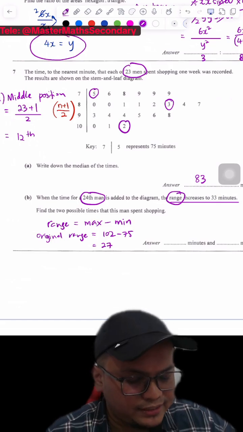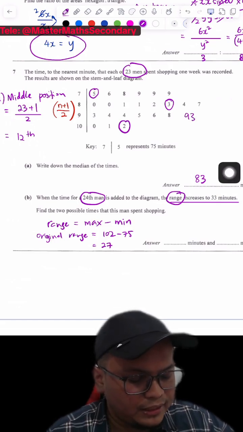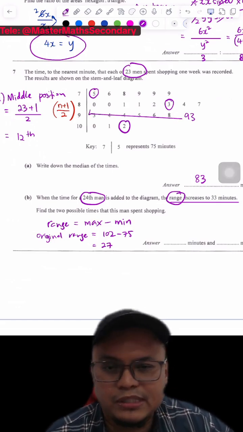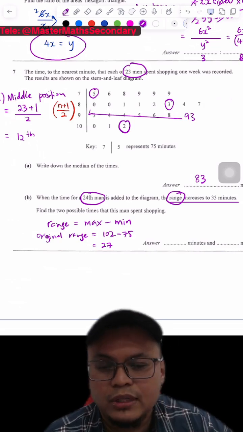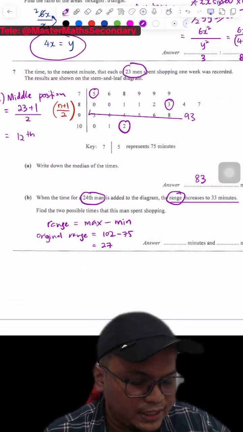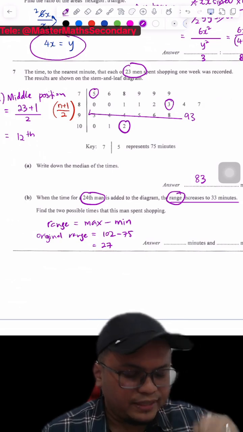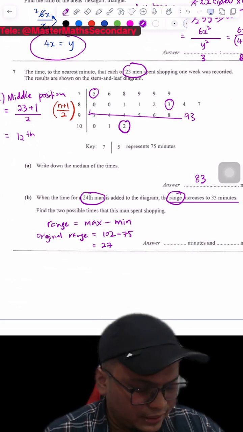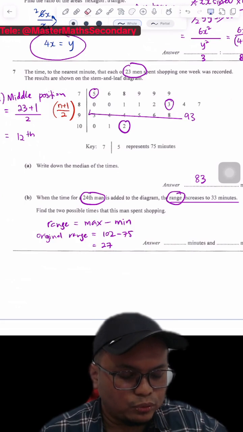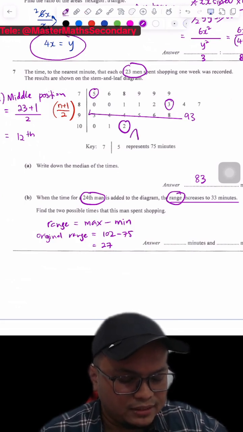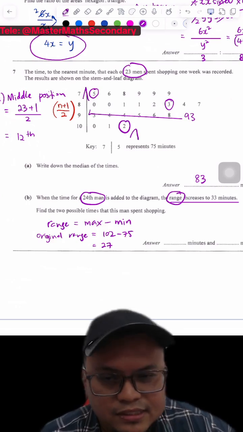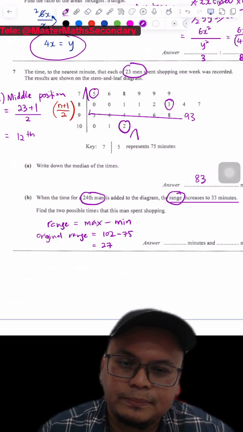Because if, let's say, his timing is 93, for example, his value will be positioned here. The maximum and minimum would still be 75 and 102, and therefore the range will not change. So what we've got to understand here, guys, is that the fact that the range changed means that this person might be bigger than 102, somewhere here, or his timing is lesser than 75. That's the only way the range could have changed.